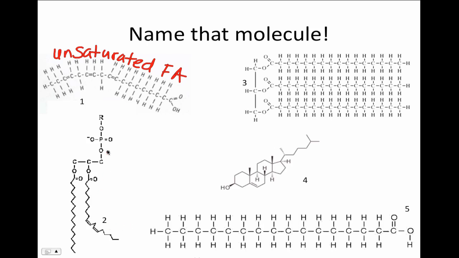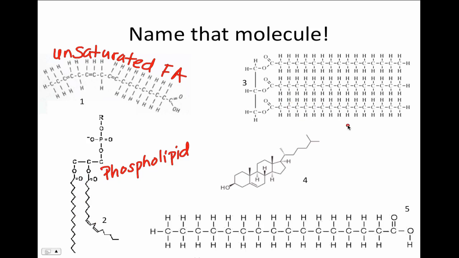Number 2, I see a phosphate group. That should give it away. I see a hydrocarbon chain, a straight one, and I see one with a kink in it. Well, that tells me that it is a phospholipid because it is a phosphate group with a saturated fat and an unsaturated fat attached to it.